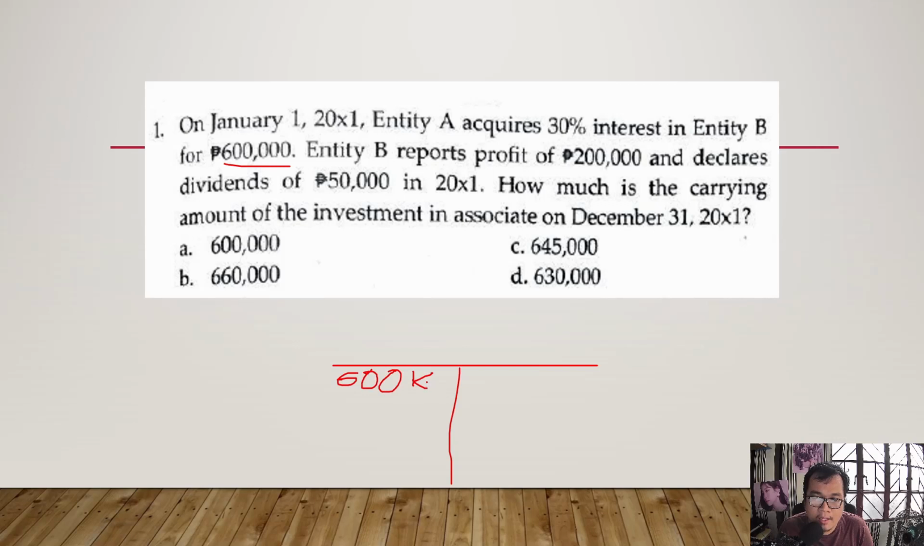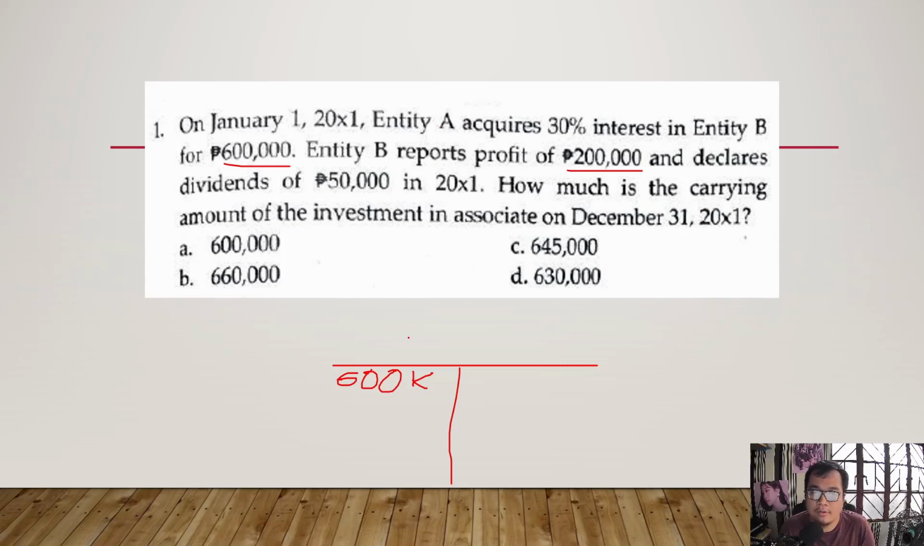Ngayon, yung subsequent measurement is equity method. What do you mean by equity method? Those transactions that affect the equity of the investee, yun yung magkakaroon ng effect sa investment mo. In this case, the profit of 200,000, kasi di ba, saan kinoclose ang profit or loss or yung income mo? Sa income summary. Saan kinoclose ang income summary? Sa retained earnings. Saan located ang retained earnings? Sa equity. So that profit affects the equity of the associate, which means it will also affect your investment.